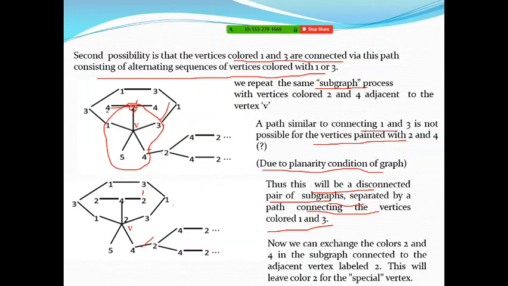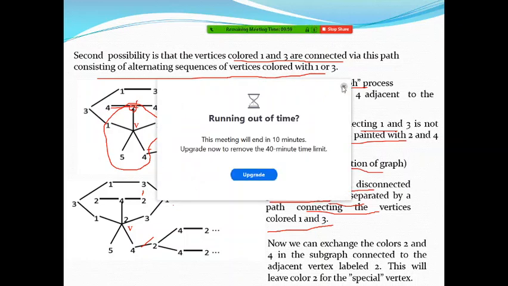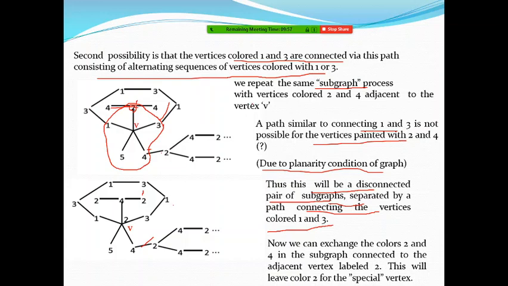So this 2-4 chain, in this chain, we are exchanging the colors of 2 and 4. If we make this color 4, this color 2, this color 2, we get a subgraph of this type. This side is 4, this side is 2, and this side is 2. So that means color number 2 is now available. If this side was 4 and this side was 2, we can't assign this vertex the color 2.